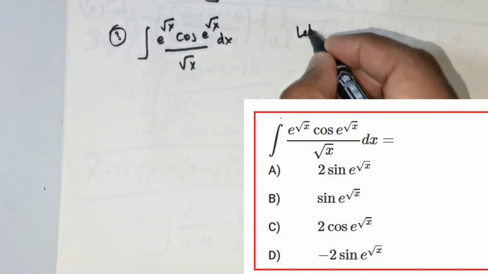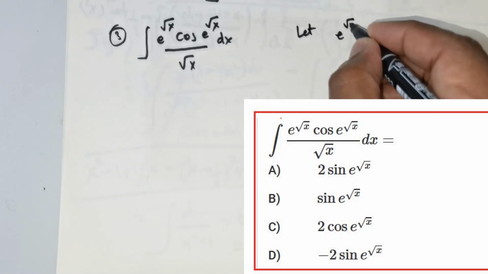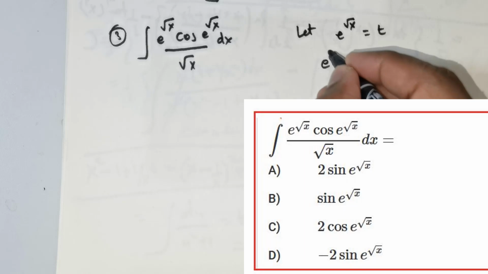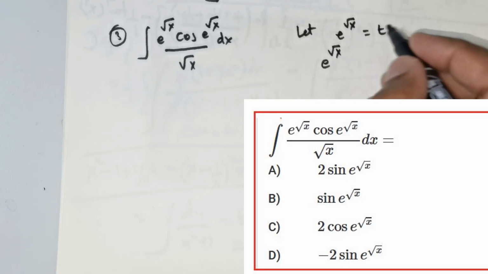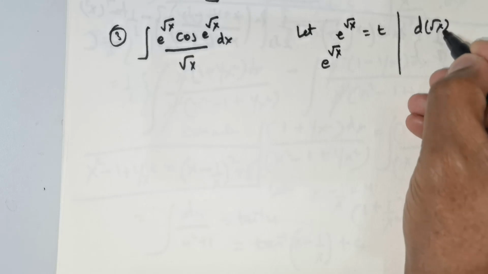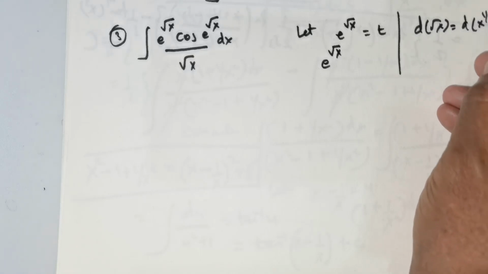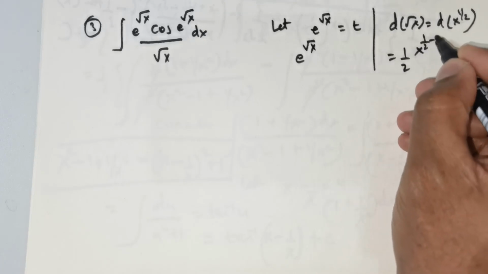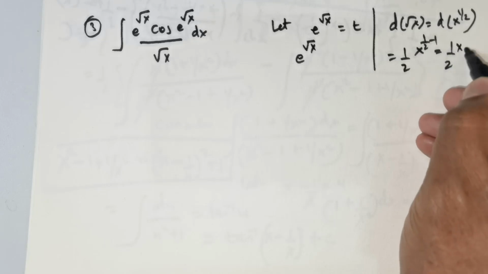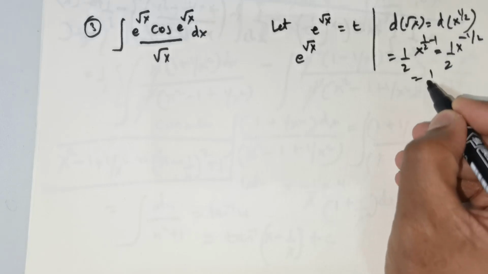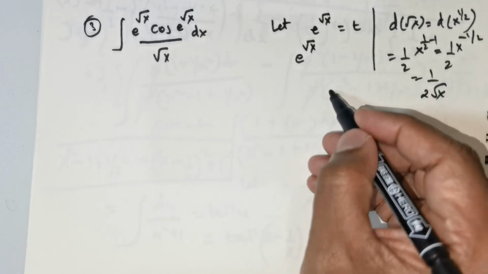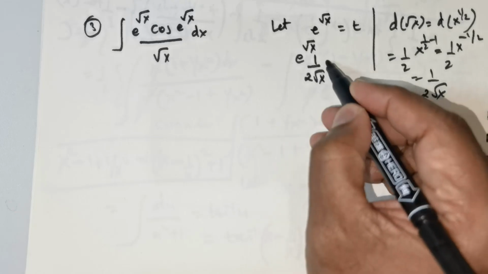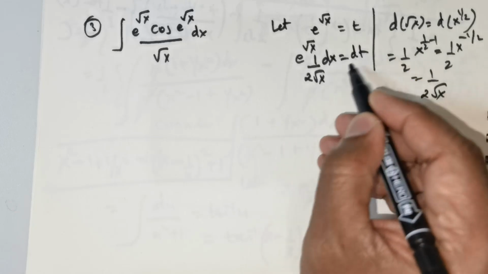Now what I wish to do is let e raised to the power of root x be equal to some t. Now I need to differentiate both sides. So if I differentiate, this is going to be e raised to the power of root of x times the differential of root of x. Now what is root of x? Root of x is nothing but x raised to the power of half, right? Now when you differentiate this, it is going to be 1 over 2 x raised to the power of 1 over 2 minus 1, which is nothing but 1 over 2 times x raised to the power of negative half, which is nothing but 1 over 2 times the root of x. So this is going to be 1 over 2 times the root of x times the differential operator dx. This is equal to dt.